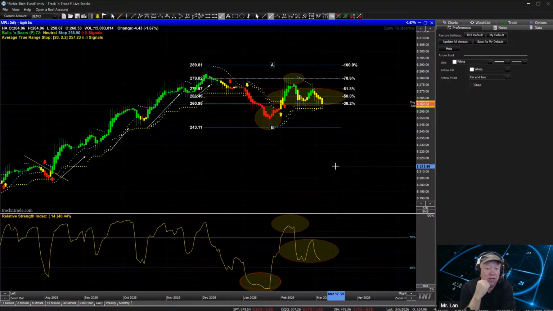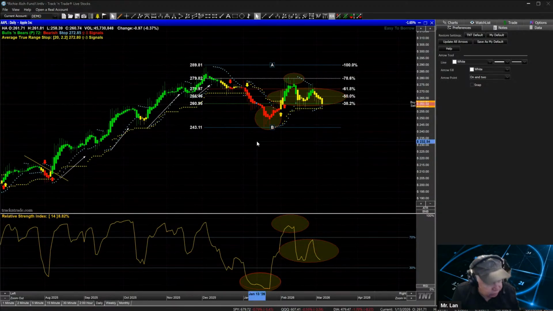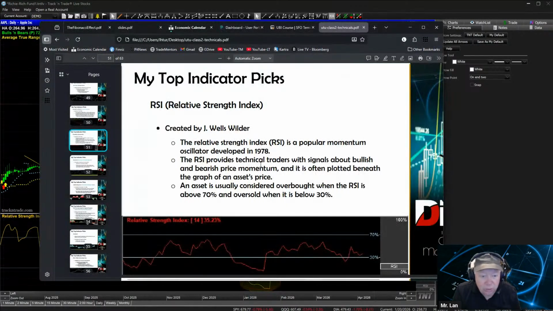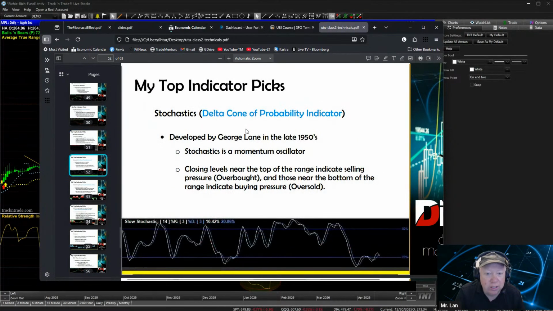Now, there are other indicators that you can use to swap out the RSI that might give you a little bit more information. So as we move through, we can look at some other indicators. The next one we want to look at is called the stochastics indicator. Stochastics is the delta cone of probability indicator. Again, it was developed by George Lane in the 1950s. Stochastics is a momentum oscillator. Closing levels near the top of the range indicate selling pressure, it's overbought, and near the bottom of the range, oversold.